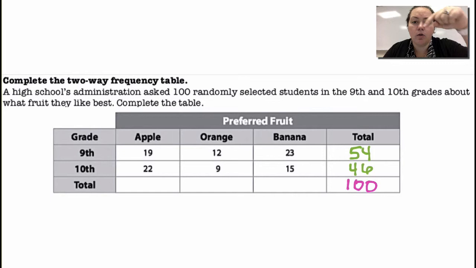Now I can add down the columns and figure out the totals. 41 total people liked apples best, 21 total people liked oranges best, and 38 total people liked bananas best. And if I add 41 plus 21 plus 38, it should end up equaling 100.